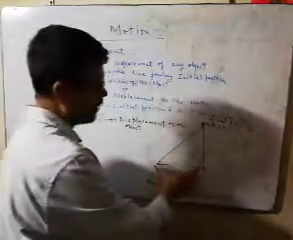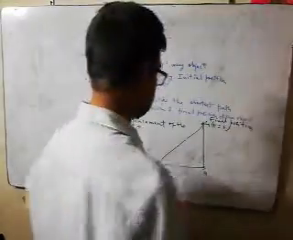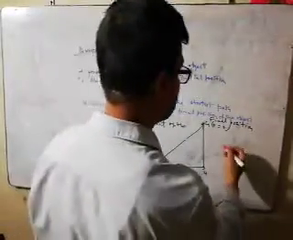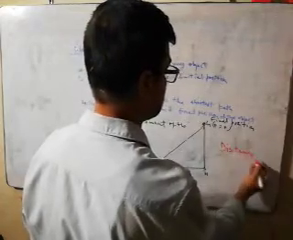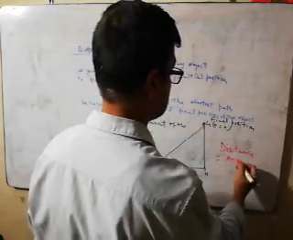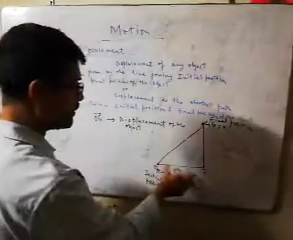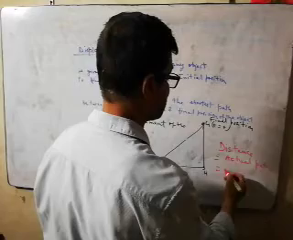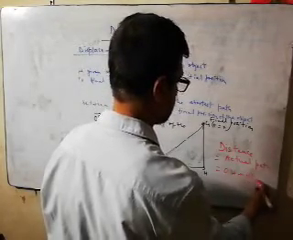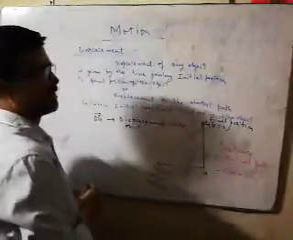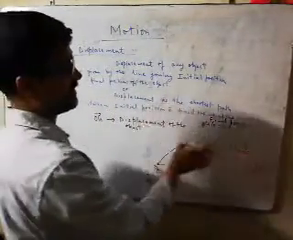Okay, OH plus HG. If we are talking about distance, the actual path, that will be OH plus HG. Always we have to remember the difference between displacement and distance.